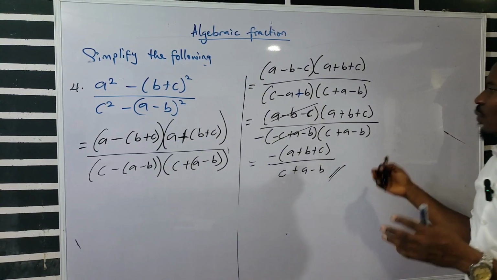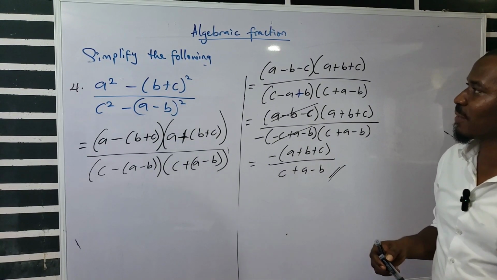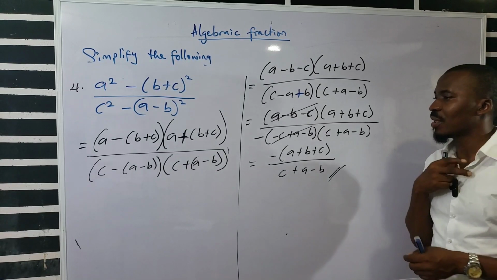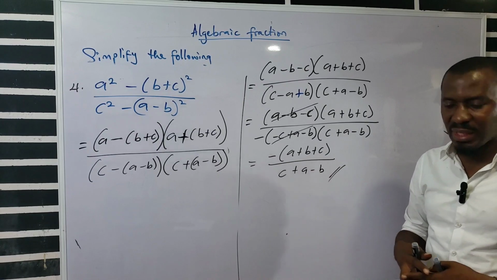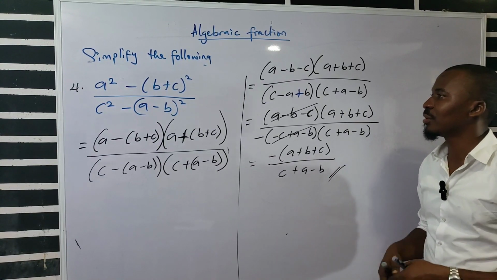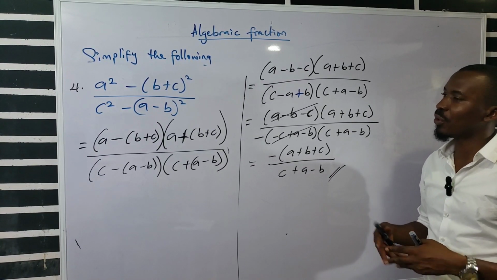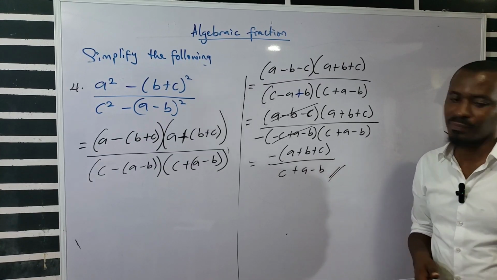So we have solved about 4 problems on simplification of algebraic fraction. Try to solve different kinds of problems. So the next thing we are going to look at is multiplication and division of algebraic fraction.